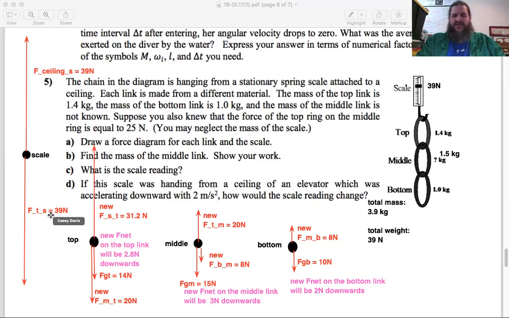So what is the scale actually going to display then? What's the force on the scale from the top link? Yeah, that's going to be 31.2 newtons downwards, because once again, that's a third law pair. The force of the top link on the scale is equal and opposite to the force of the scale on the top link.